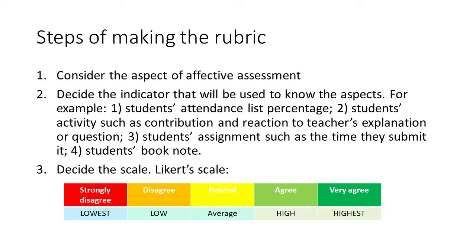Second, we decide the indicators that will be used to know the aspect. For example, students' attendance list percentage for attitude, student activity for student self-concept, such as their contribution and reaction, and so on. The third, we decide the scale, and the common scale used is from Likert, that consists of 5 grades: lowest, low, average, high, and highest.